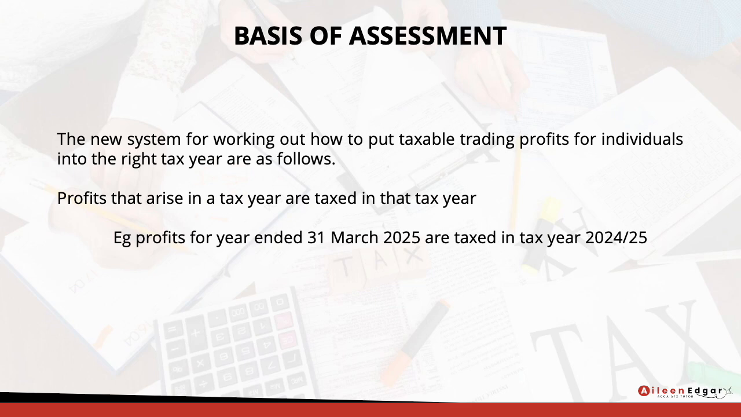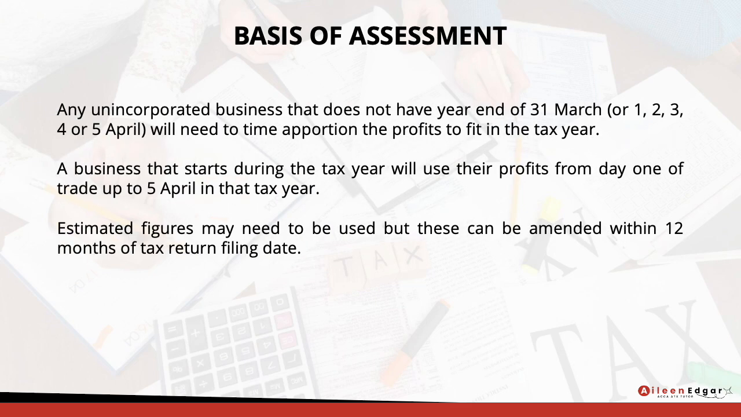The new system for working out how to put taxable trading profits for individuals into the right tax year involves us taking the profits that arise in a tax year and taxing them in that tax year. So it is much more straightforward than it previously was. So for example, the profits for the year ended 31st March 25 will simply be taxed in the tax year 24-25. Any unincorporated business that does not have a year end of the 31st of March or the 1st, 2nd, 3rd, 4th or 5th of April, they will need to time apportion their profits to fit into the tax year.